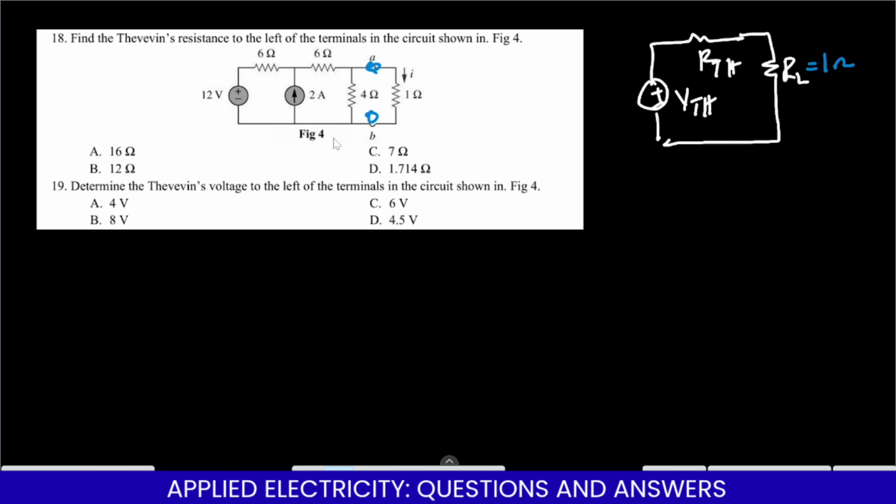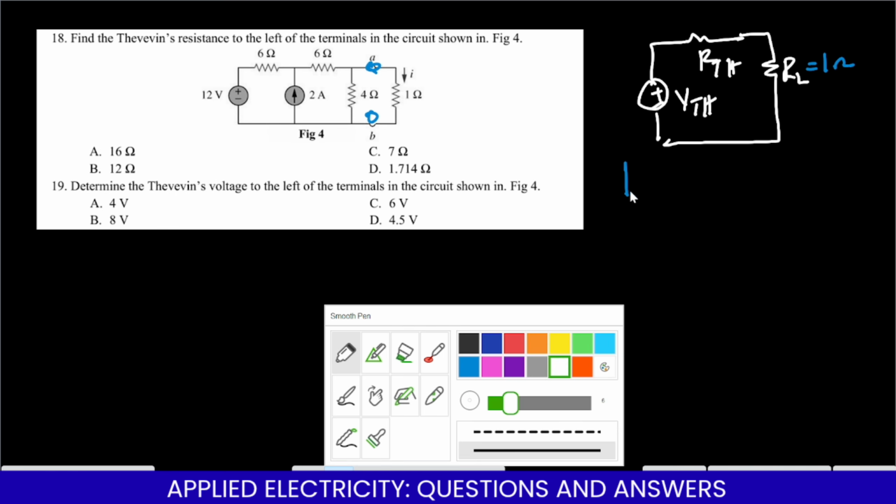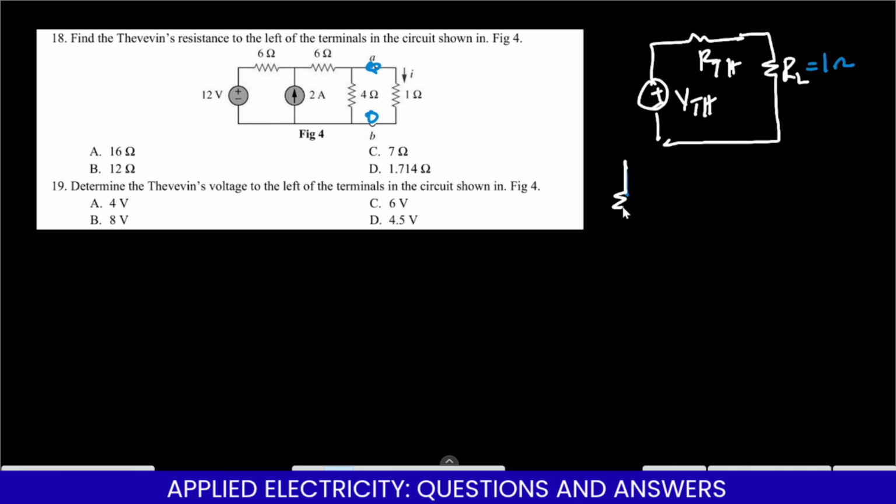You get it? So let's look at it. How do we find the Thevenin's resistance? Anytime we are finding the Thevenin's equivalent circuit or the Thevenin's resistance, we remove all active components, the voltage source and the current source. So our system now tends to be a resistance, the 6 ohm resistance.